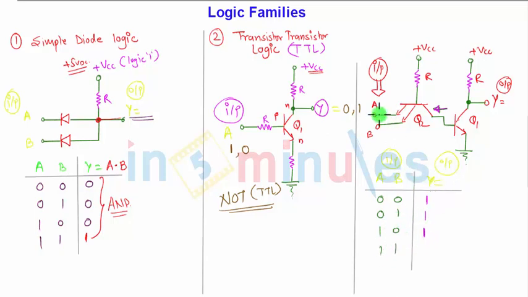In the last case, A and B both are 1, that is nothing but logic 1 level. Q2 for the first time will go off, and if it goes off, it was holding Q1 in the off state and it will allow Q1 to be in the on state. So if Q1 is on, the supply VCC will go down to or be shorted to ground, that is, the Y point is shorted to ground, and finally the output will be 0.